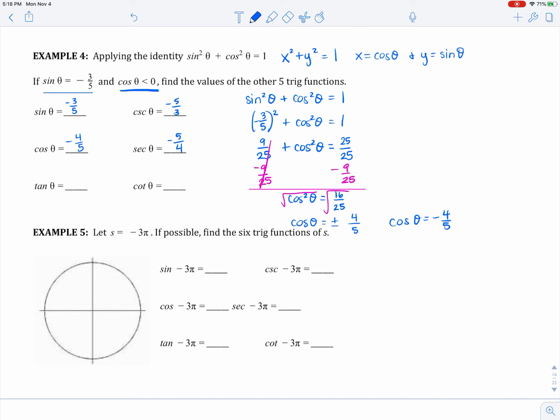Tangent is sine over cosine. So we have negative 3/5 over negative 4/5, which is negative 3/5 times 5 over negative 4. The 5's cancel out and the negatives cancel out. So we get that tangent is positive 3/4, which means that cotangent is positive 4 over 3.